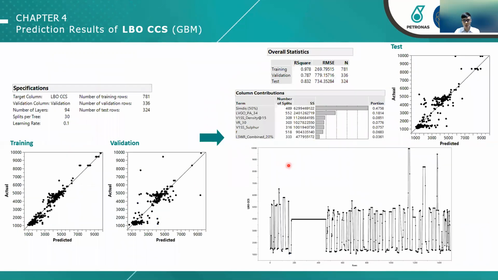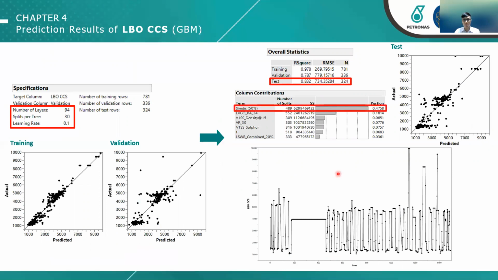Moving on, the prediction of cold cranking simulator. The test set shows an R-square of 0.832 here, which is relatively good, given that CCS is a difficult parameter to predict. Only one MG3 variable is used in this prediction, which is SIMDIS, contributing up to 48% to the prediction. For this property, I filtered out the data points that are beyond 10,000 so that the prediction is improved.